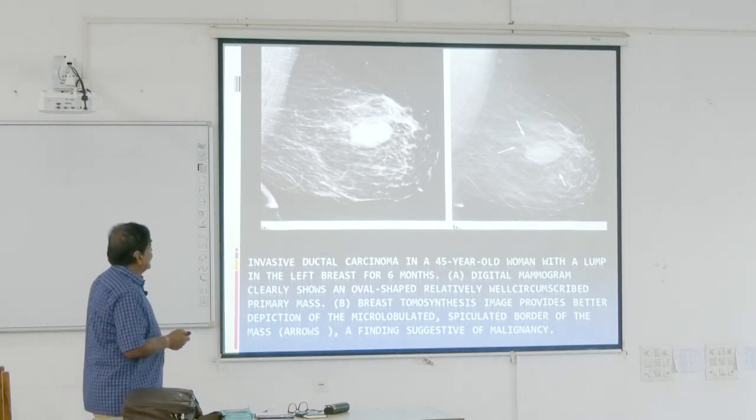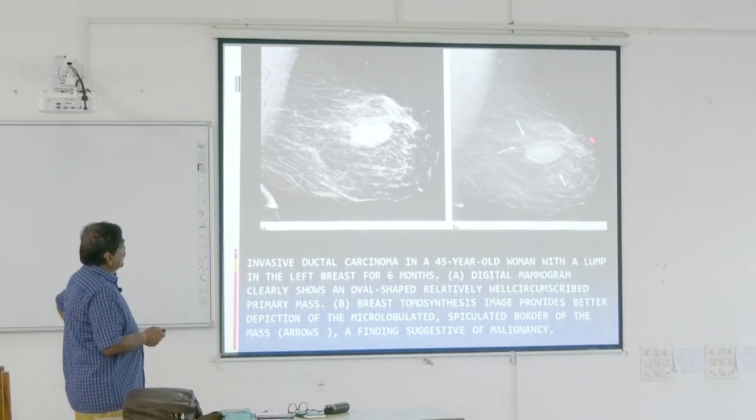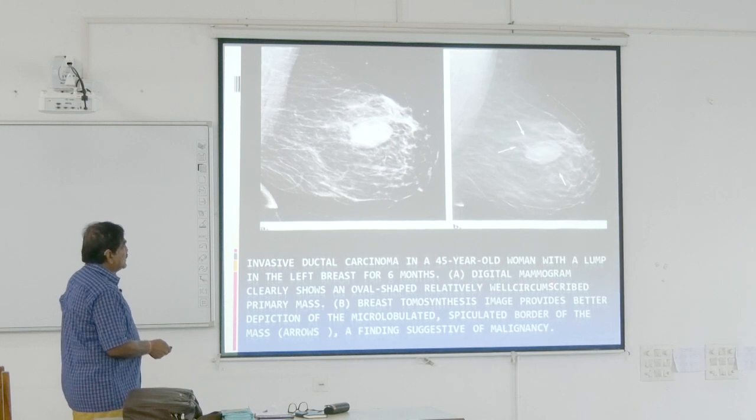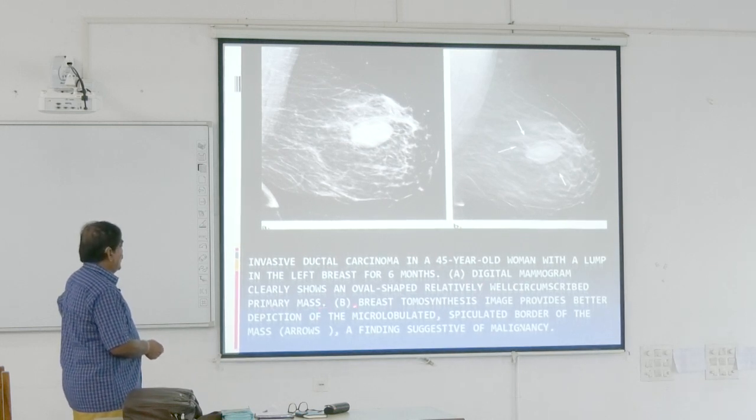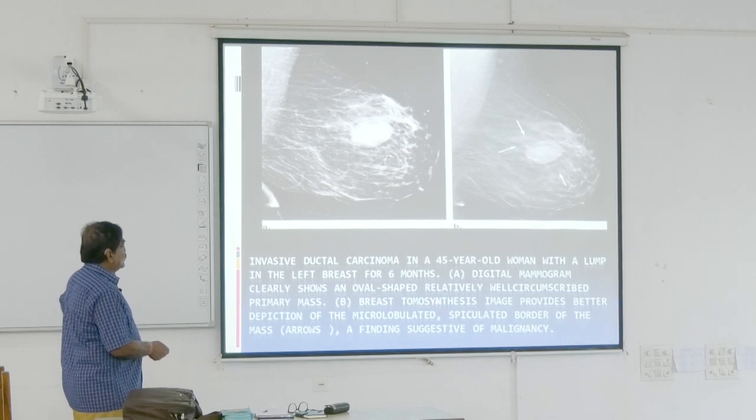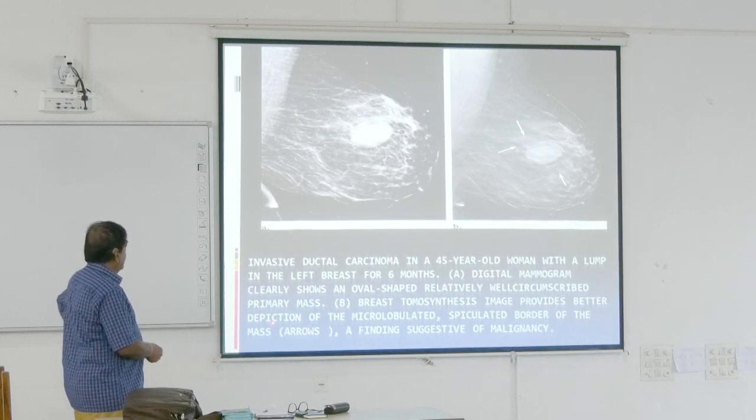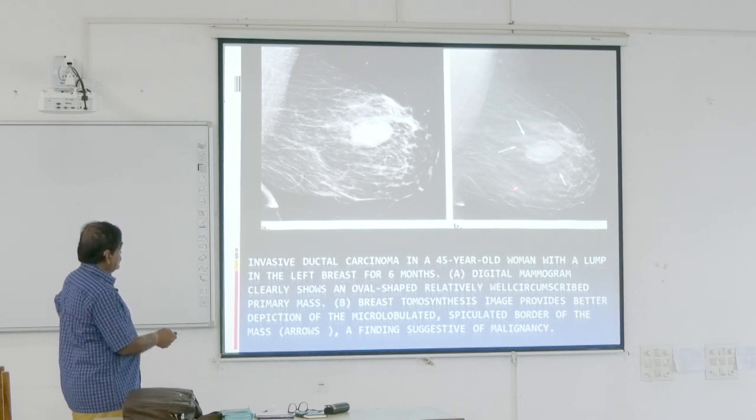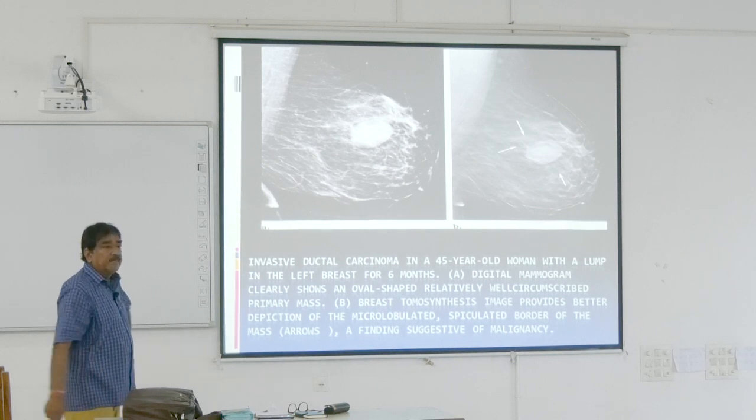Now, this is the picture showing invasive ductal carcinoma in a 45-year-old woman with a lump in the left breast for 6 months. A digital mammography clearly shows an oval-shaped, relatively well-circumscribed primary mass. The breast tomosynthesis image provides better depiction of the microlobulated, spiculated border of the mass. A finding suggestive of malignancy.